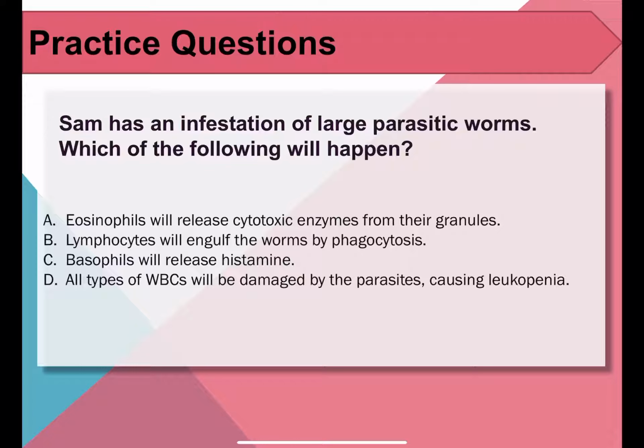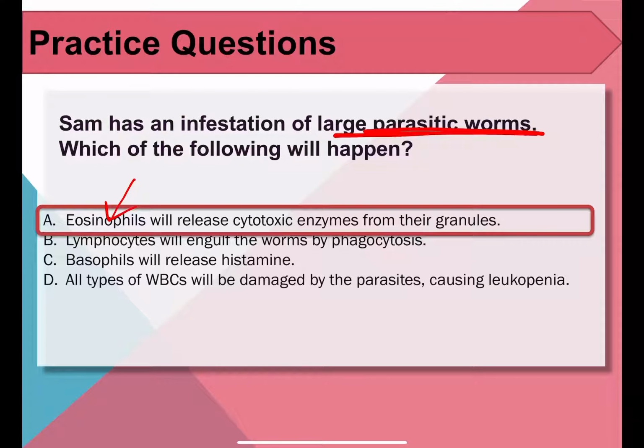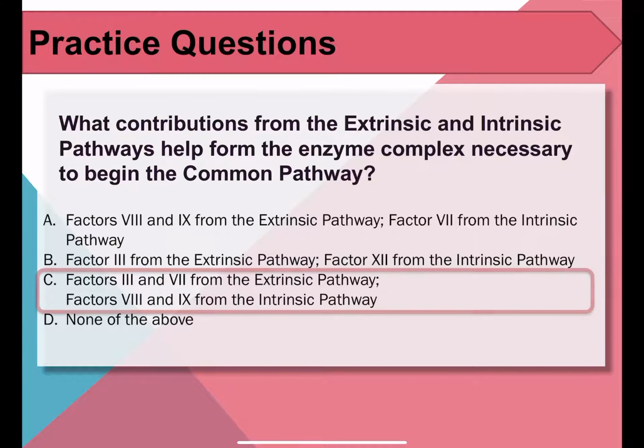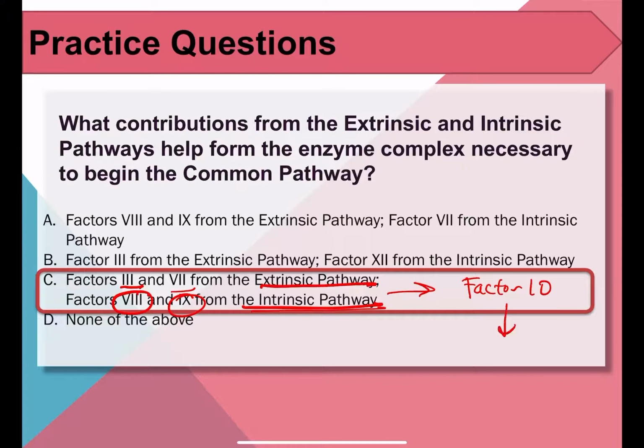Sam has infestation of large parasitic worm, which in the following would happen? Large parasitic worms, so eosinophil is the one that's going to be activated. What contributes from the extrinsic and intrinsic pathway to help with enzyme complex necessary to begin a common pathway? 3 and 7 come from extrinsic pathway. 8 and 9 come from the intrinsic pathway, and both of them mix to activate factor 10, which then cause prothrombin to thrombin, and then from thrombin we're able to turn fibrinogen into fibrin.